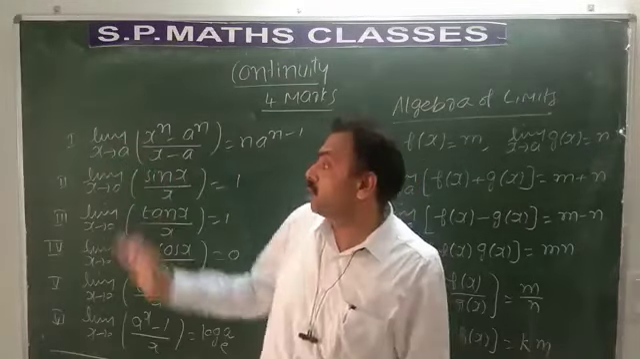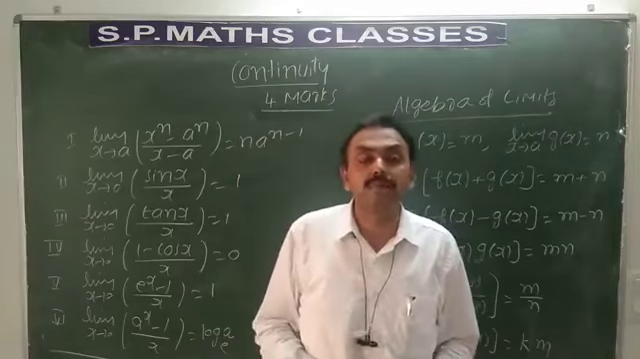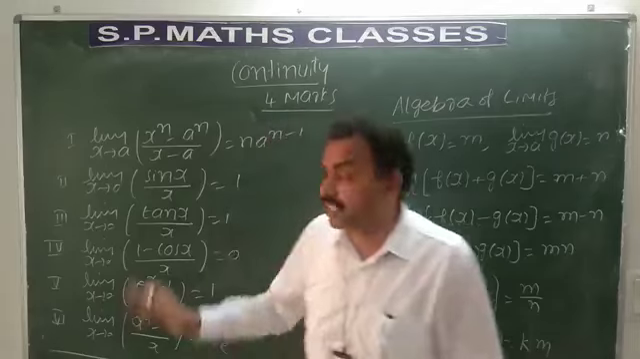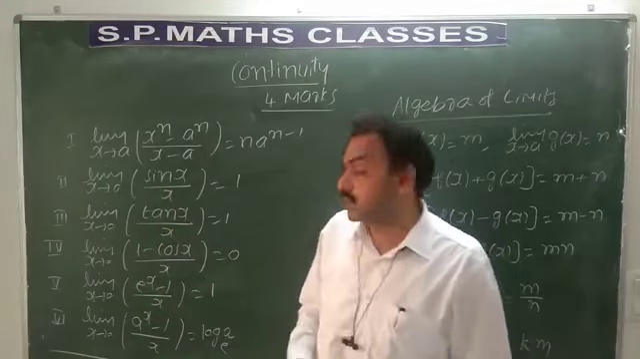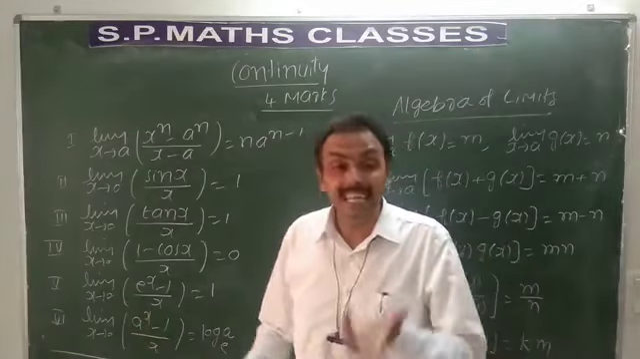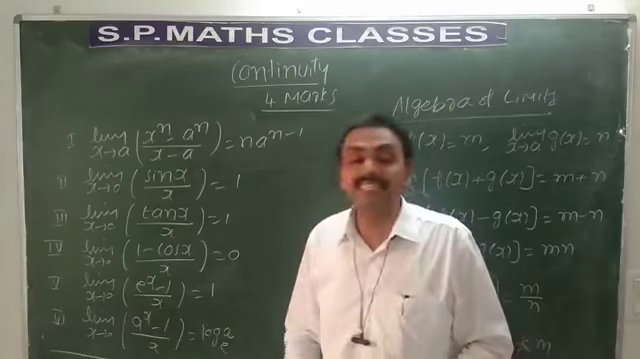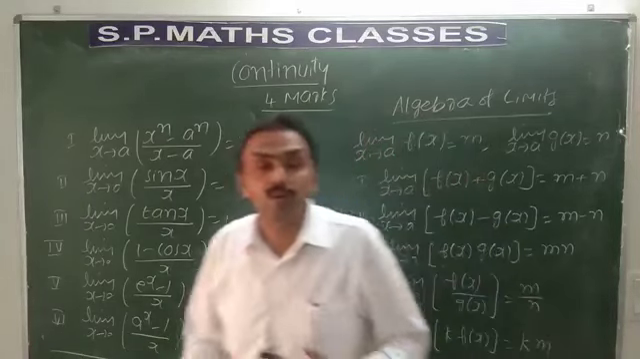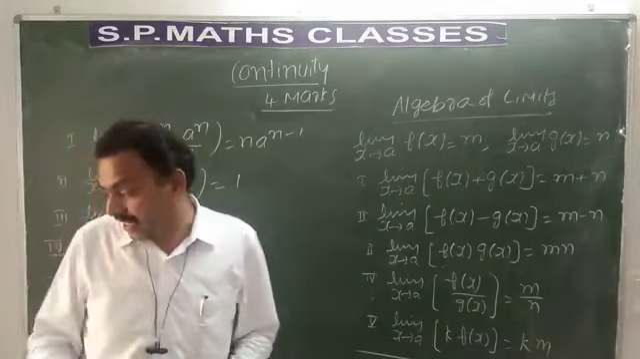Then I have told you about the important formulae. Limit as x tends to a, x power n minus a power n divided by x minus a is n into a power n minus 1. Limit as x tends to 0, sin x by x is 1. Limit as x tends to 0, tan x by x is 1. Limit as x tends to 0, 1 minus cos x by x is 0. Limit as x tends to 0, e power x minus 1 by x is always 1. Limit as x tends to 0, a power x minus 1 by x is log a to the base e. You should know all these basic formulae to start with the study of continuity.